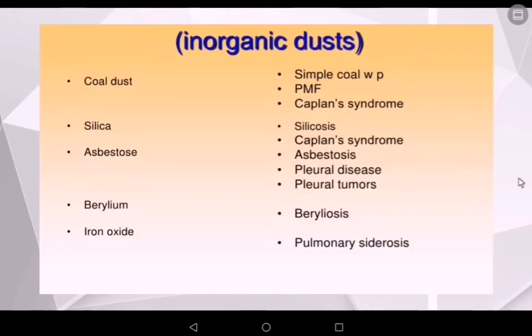Let's look at examples of inorganic dusts. These include coal dust, which causes simple coal workers pneumoconiosis or progressive massive fibrosis, and also causes Caplan syndrome. Silica, which causes silicosis, and it also causes Caplan syndrome, which I will talk about in detail later. Asbestos, which causes asbestosis, pleural disease, and different pleural tumors, especially the mesothelioma and bronchogenic carcinoma. Beryllium, which causes berylliosis, and iron oxide, which causes pulmonary siderosis.